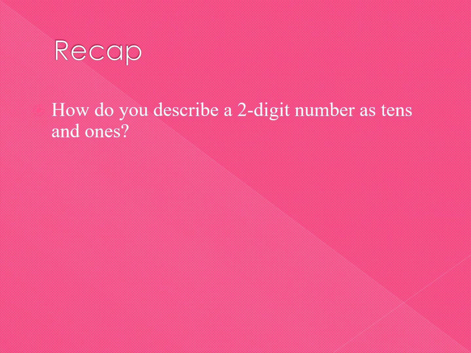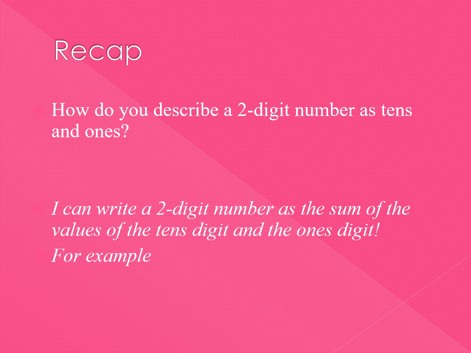Let's do a quick recap. How do you describe a two-digit number as tens and ones? I can write a two-digit number as the sum of the values of the tens digit and the ones digit. For example, if the number is 26, then it has 2 tens and 6 ones, which also means 20 plus 6.